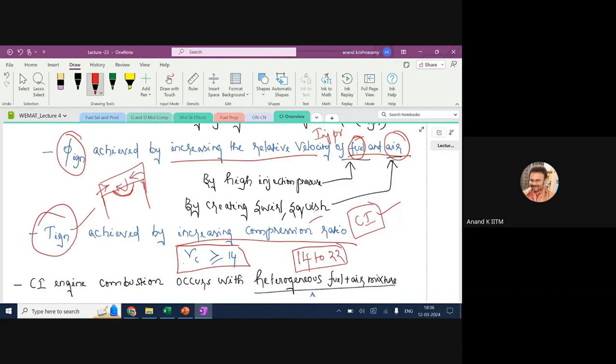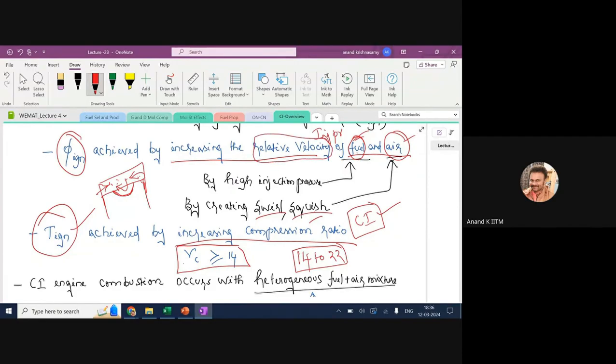If you don't have air motion, if air stands still inside, it will create a problem. What problem it will create, I will tell. So you have to create appreciable air motion, and that depends on the combustion chamber shape. You have to create swirl, you have to create squeeze. Then only there is air motion. There is a fuel motion based on the injection pressure, fuel pressure. And there is an air motion based on the shape of the combustion chamber. So you need to increase its relative velocity.